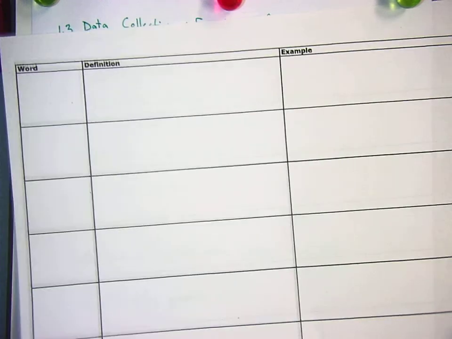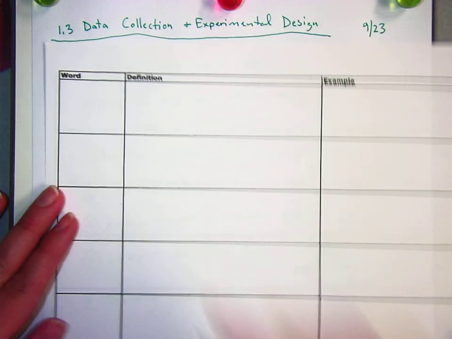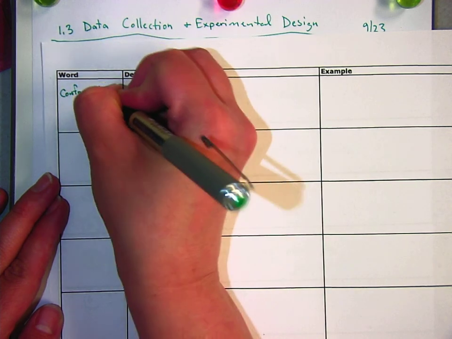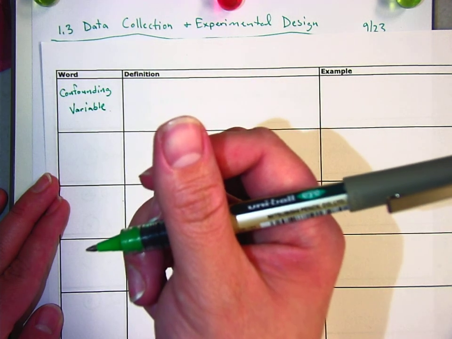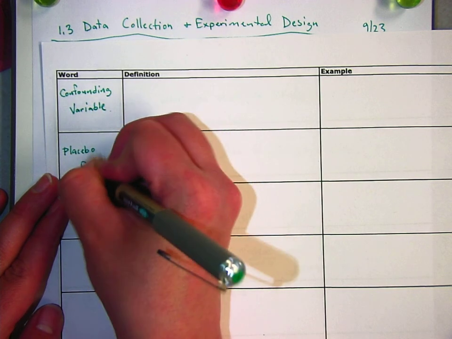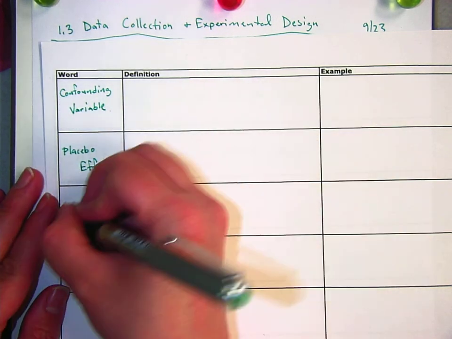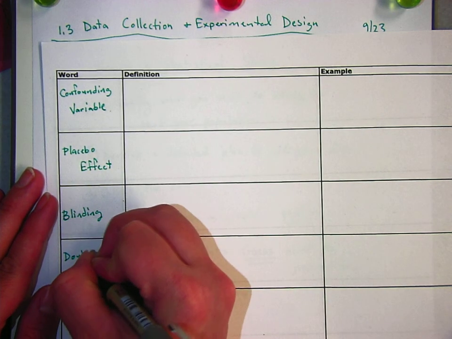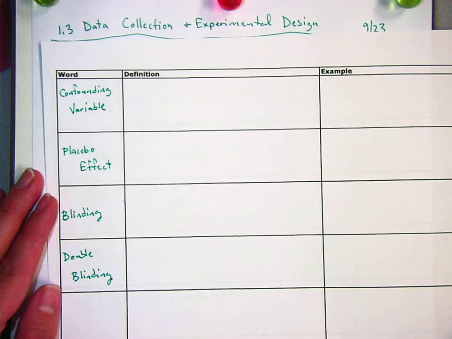We're going to do a couple definitions today. They're going to be called 4 of them. So we've got a confounding variable, we've got a placebo effect, and something called blinding, and something called double blinding. And I've got a couple stories to tell you with these.